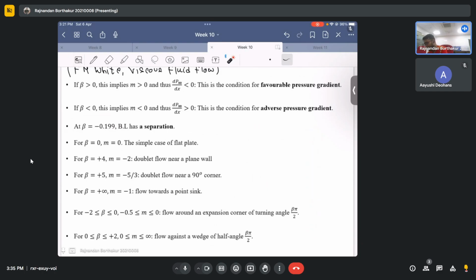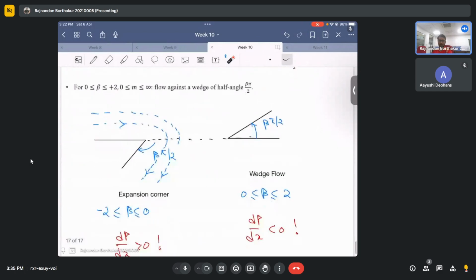For instance, at beta around minus 0.2, you see that the boundary layer has a separation. So a wedge angle of this magnitude is bound to have a boundary layer separation. That's something that you can conclude from there. And here, as you can see, for beta equal to 0 and m equal to 0, we get the case of a flat plate. And here are the other examples. Now let's quickly see two examples, which will help us to visualize, where I have taken two cases. One where there can be flow separation, and one where there cannot be a possibility of flow separation.